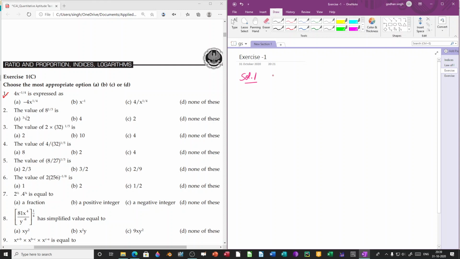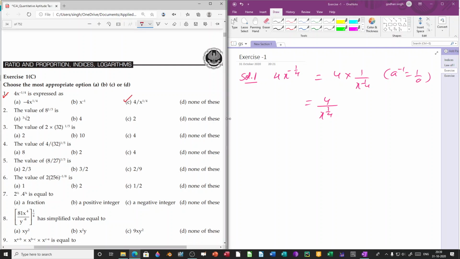Solution 1. So 4 into x raised to minus 1 by 4, and that is equal to 4 into 1 by x raised to 1 by 4. Why? Because we know that a raised to minus 1 equals 1 by a. So we can write x raised to minus 1 by 4 as 1 by x raised to 1 by 4. So this will be 4 over x raised to 1 by 4. And therefore we can see that of all the options, C is our answer.